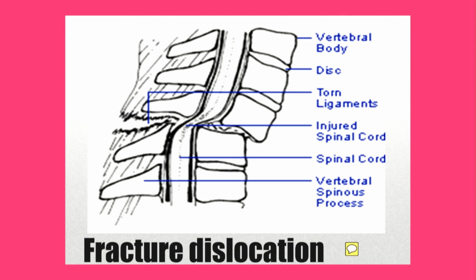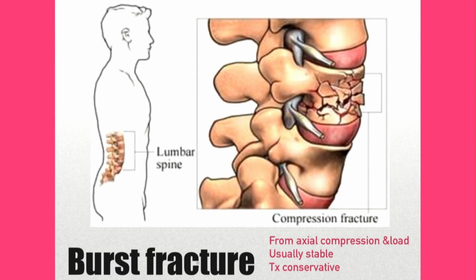We also have what's called fracture dislocation, which is obvious in this picture. We have a tear in the ligament with injury to the spinal cord, and there will be fracture and dislocation of the two adjacent vertebrae.